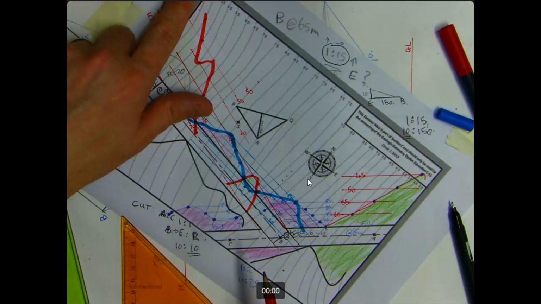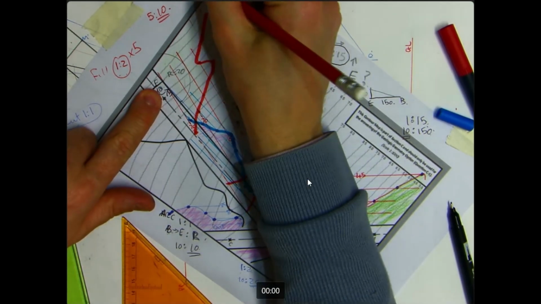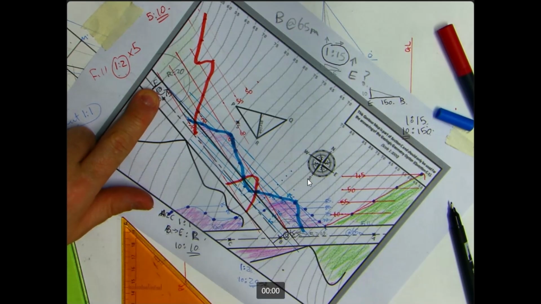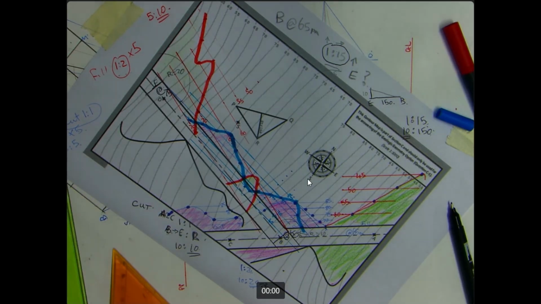What's the number I put in here for B to E? What's the height difference between B and E? 10. 10 by 2 is 20. Okay, good question. All right.